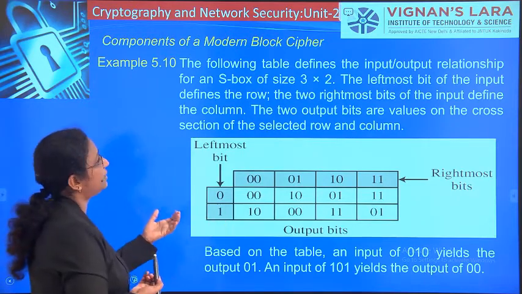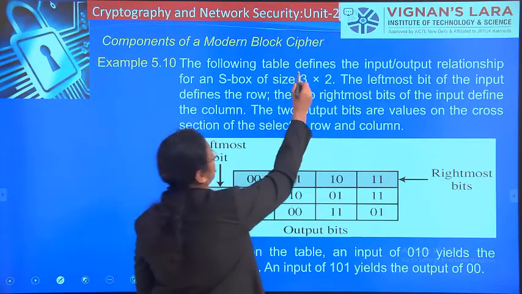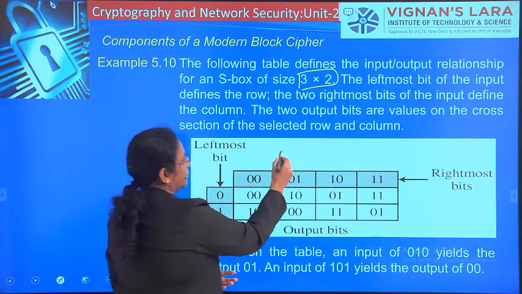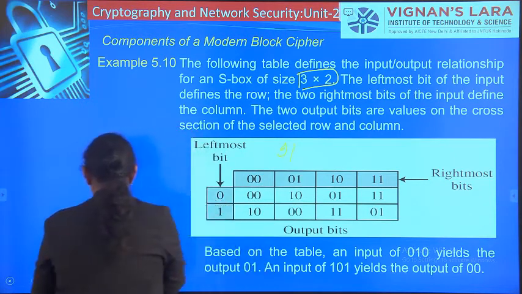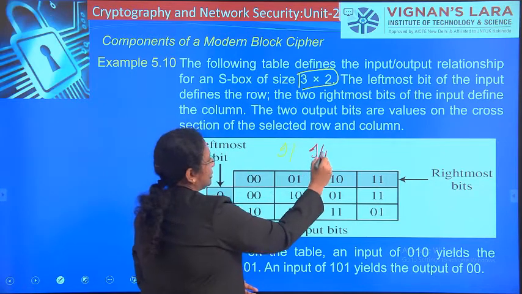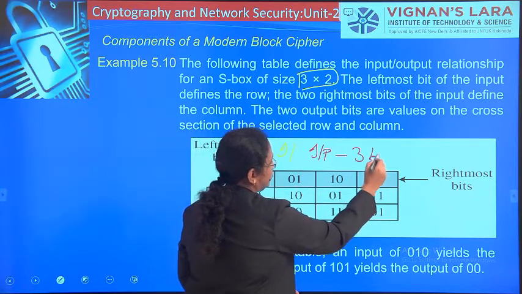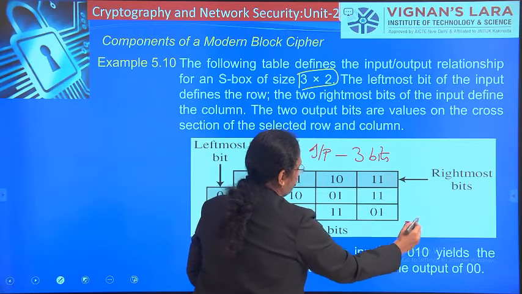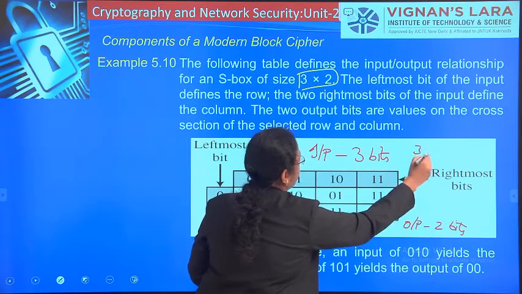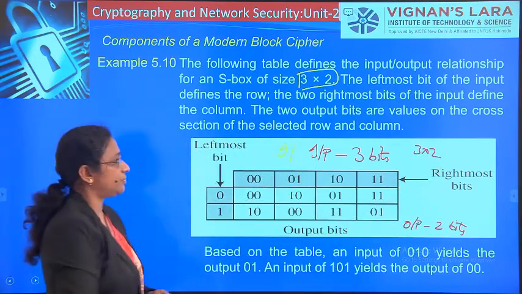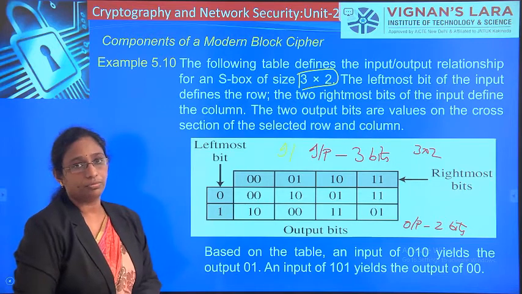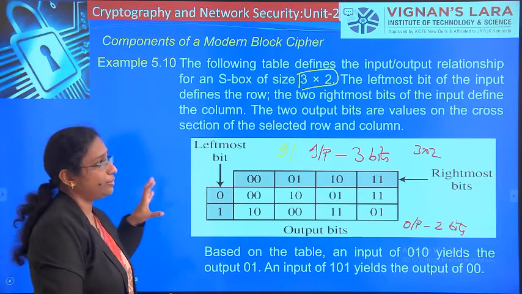This S box is 3 by 2. 3 by 2 in the sense that it takes an input of 3 bits and gives an output of 2 bits. So that is 3 by 2. A 3 by 2 S box takes 3 bits as input and gives 2 bits as output.